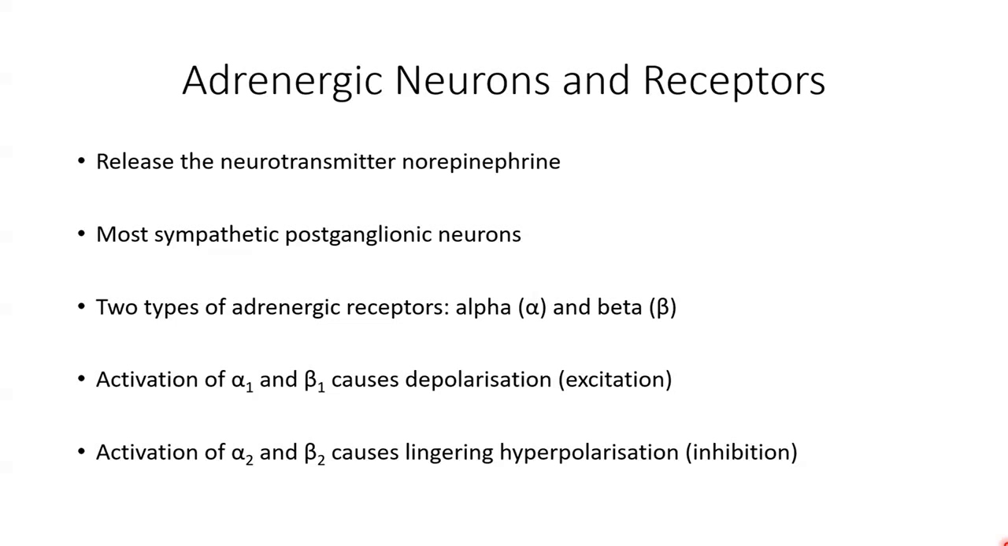Now, although there are some exceptions, activation of our alpha 1 and beta 1 receptors generally produces depolarization or excitation, and activation of our alpha 2 and beta 2 receptors causes inhibition of our effector cells. Our beta 3 receptors are only present on the cells of brown adipose tissue, which when they are activated causes thermogenesis or heat production.